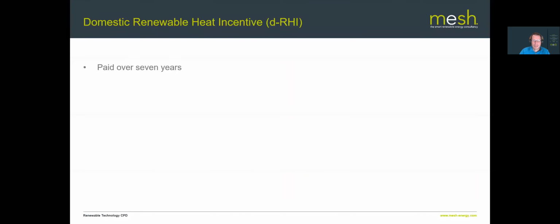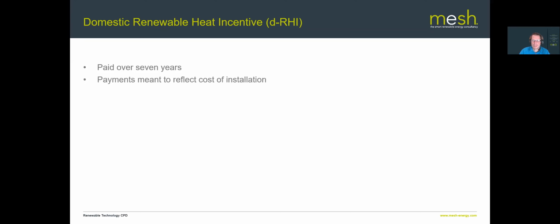So the domestic RHI is paid over 7 years for any qualifying installation. And to be a qualifying installation, it basically needs to be installed by an MCS installer and be an MCS accredited product. So the MCS is the Microgeneration Certification Scheme. The payments are designed to reflect the cost of installation over and above that of a conventional boiler system. So the idea is that over the 7 years, you should recoup the additional capital cost that you put in to install your low carbon heat pump.